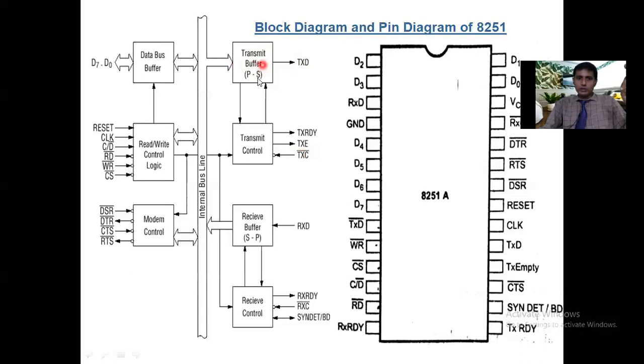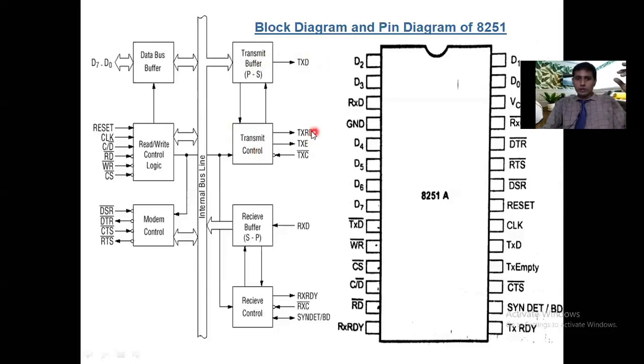So what is the role of the buffer register? The buffer register receives the 8-bit parallel data from the CPU. Then the data is transmitted to the output register. The output register takes that parallel data, converts it into serial data, and transmits it to the external serial port device via the TXD pin. The transmission operation is controlled by transmit control, which controls the rate of transmission of data from the transmit buffer to the external serial port device.